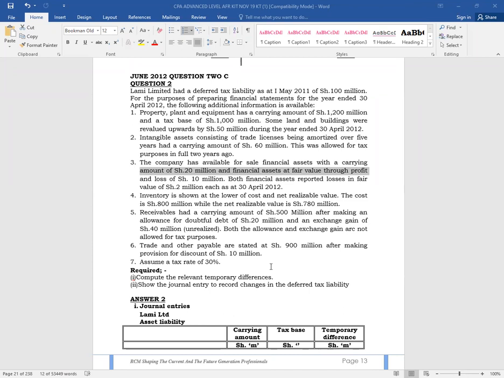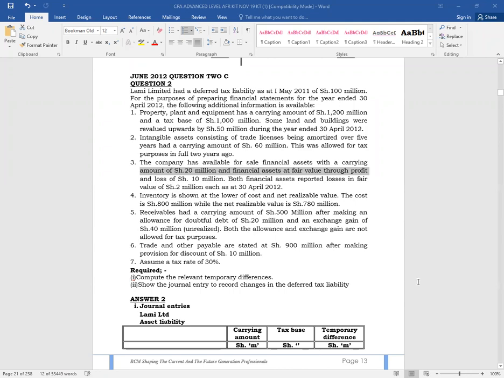Yeah, great. You guys are right. So, loss on this available for sale financial asset. You guys are very bright. That loss that you make there, automatically it shall be cancelled. It shall reduce our deferred tax liability. So you're right.